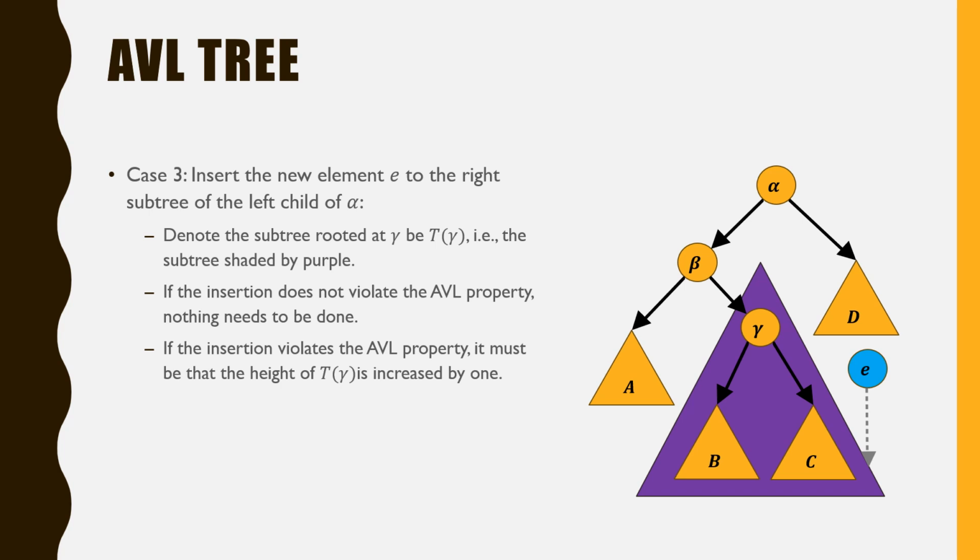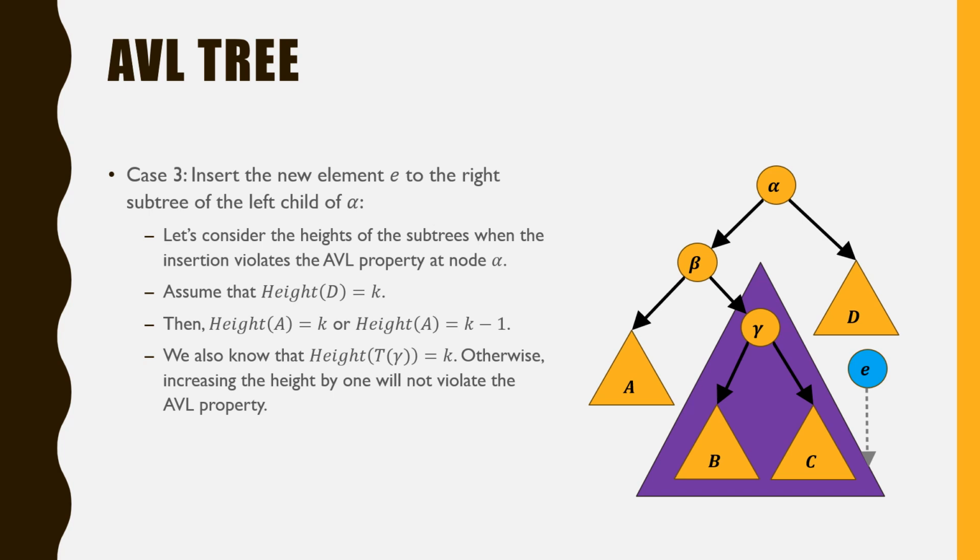Then, let's consider case 3, where we insert a new element E into the right subtree of the left child of alpha. Denote the subtree rooted at gamma as T gamma, highlighted by the purple shading. In other words, the new element E is inserted into T gamma. If the insertion does not violate the AVL property, no further action is required. Otherwise, the insertion increases the height of T gamma by 1, causing an imbalance that needs to be corrected.